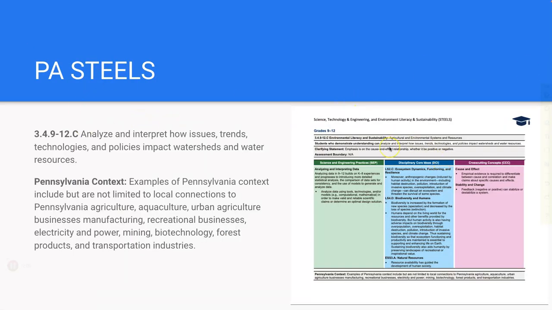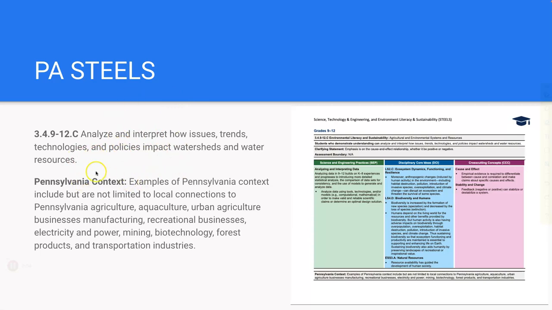So, as far as standards and how we would align to it, I'm in high school, so I looked for a 9th grade environmental literacy and sustainability standard from the PA STEELS, since we're coming out with that soon. So, the one it most aligned to was 3.4. Here's the foundation box over here that's linked to the standard. But you want to analyze and interpret how issues, trends, technologies, and policies impact watershed and water resources. So different kinds of surfaces that people allow in their watershed is going to affect how the watershed is impacted.